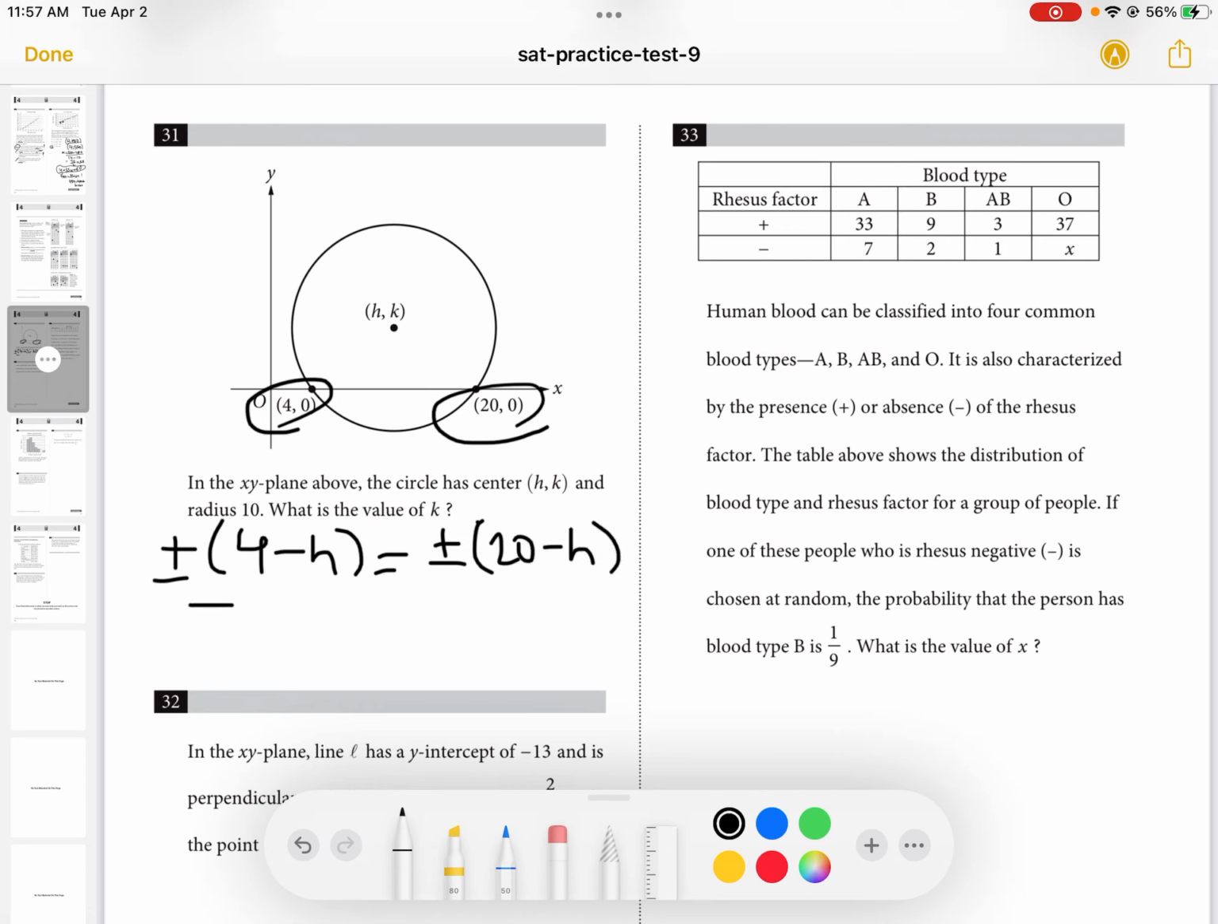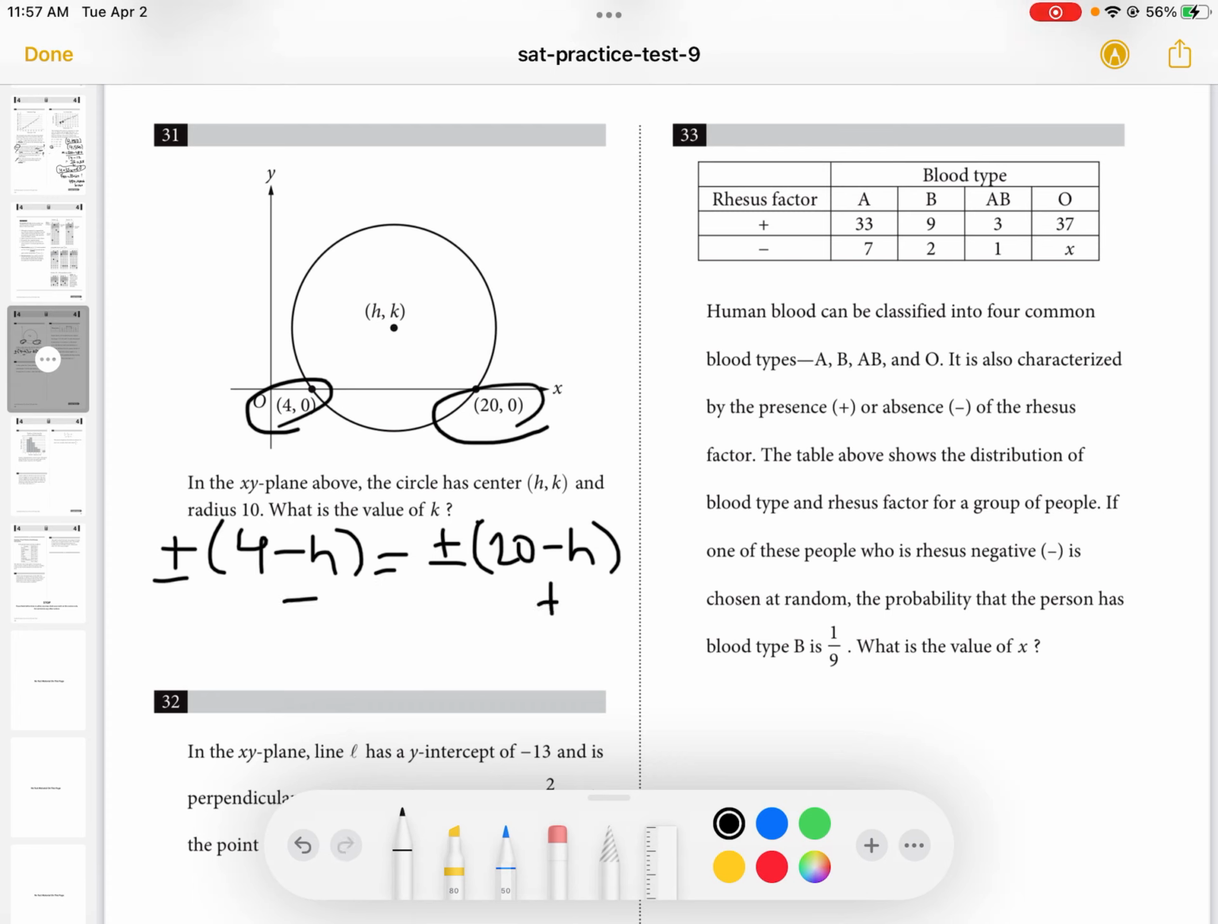Now the signs of both these expressions can't be the same, because if they were, then the h terms would cancel and we'd get some constant like plus or minus 4 is equal to plus or minus 20, if the signs were the same, which is obviously not true. So the signs of these two expressions need to be opposite.